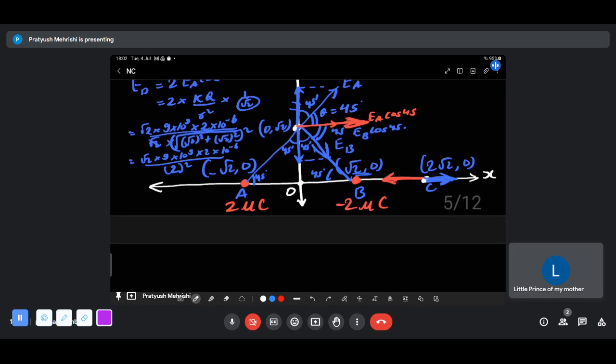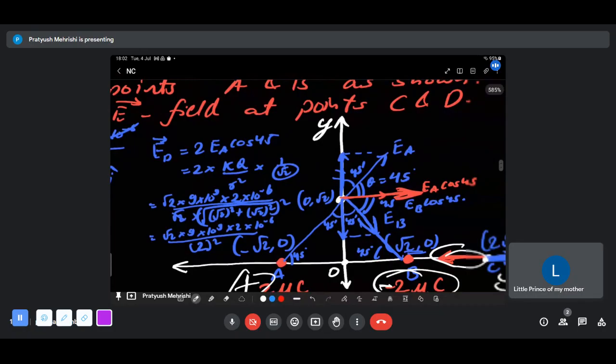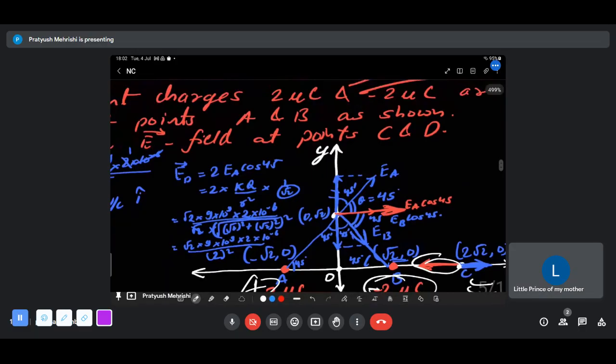But it will not be cancelled out fully because the positive charge is farther. This plus 2 is farther and this minus 2 is closer. So this field will be more powerful. Because of the negative charge, this field will be there, and because of the positive charge, this is the field, the blue one. They will cancel each other, but not fully. The positive one will have lesser effect, and the negative charge will have larger effect. So the total field we will get just by subtracting. Okay.